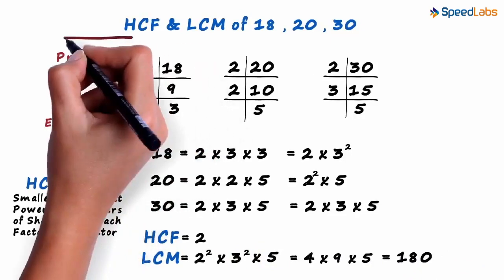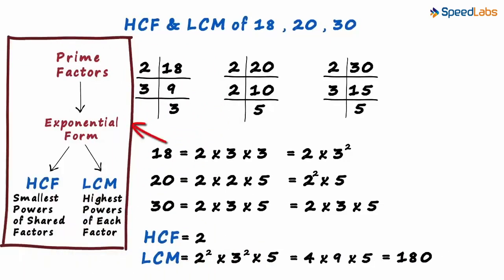So if you're asked to find the HCF as well as the LCM of three numbers, this is the method you should follow.